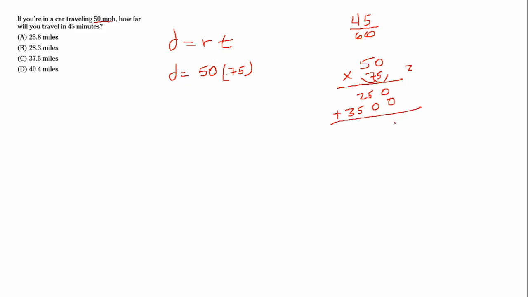Let's add. 0 plus 0 is 0. 0 plus 5 is 5. 2 plus 5 is 7. 3 plus 0 is 3. Bring in our two decimals that we took away. We can see the distance in this case is going to be 37.5 miles, which is C. Okay? Now, if you didn't see that previous slide, you might have just thrown 45 in there and you would have gotten it wrong.